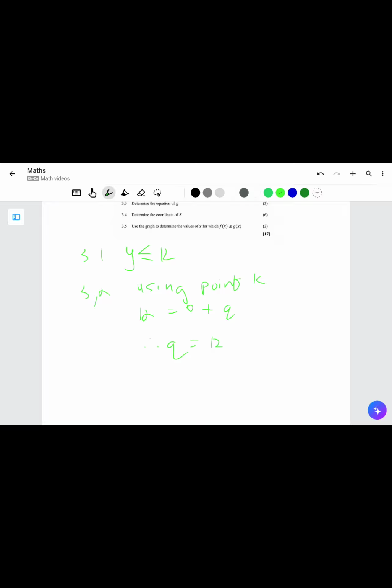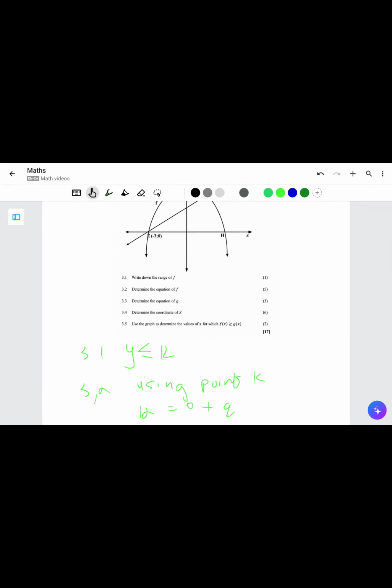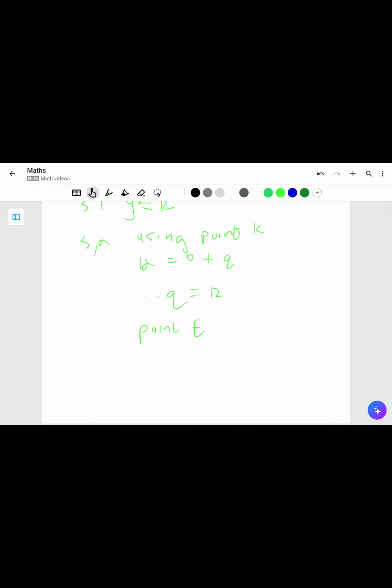Okay, so that's one step, and that's going to get you a few marks. I'm guessing maybe 1 mark for finding q there. Let's move on to the next part. We know we have another point, point E. Let's just check. It was minus 3 and 0. So we can work with this. Minus 3 and 0. Okay, so what are we going to do now?